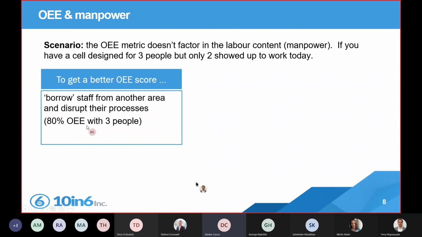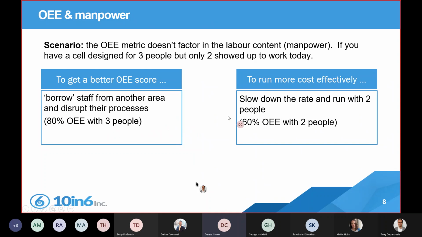Well, if you wanted to run a better OEE score, you're probably going to try to borrow staff from another area. You're going to disrupt their processes, and you're going to stumble along with a new person that doesn't necessarily know that machine, and maybe achieve an 80% OEE score with the 3 people. However, to run more efficiently, you might have been better off to stay with the 2 people you have, don't disrupt other processes in your plant, slow down the rate of the machine, and maybe achieve a 60% OEE score with just the 2 people.